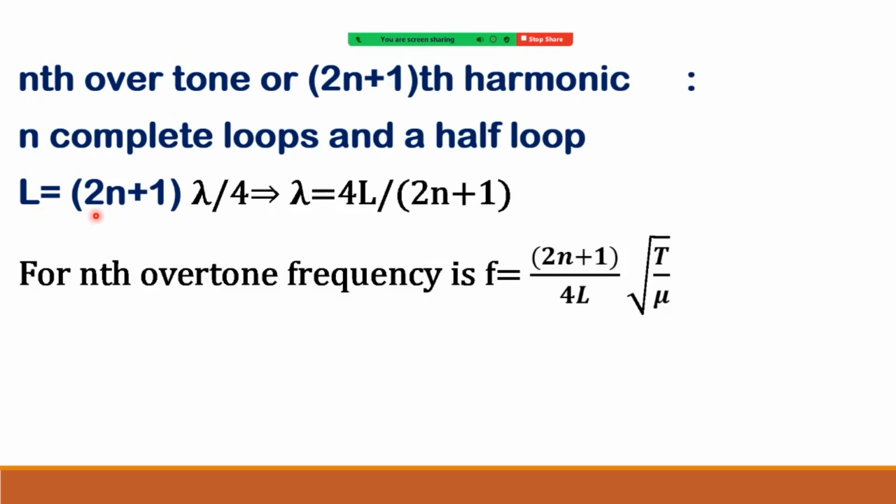So L equal to 2n plus 1 into lambda by 4. So lambda equal to 4L by 2n plus 1. So for nth overtone frequencies, f equal to 2n plus 1 by 4L into root of T by mu. Okay. This is about one end is fixed, other end is free. Right.